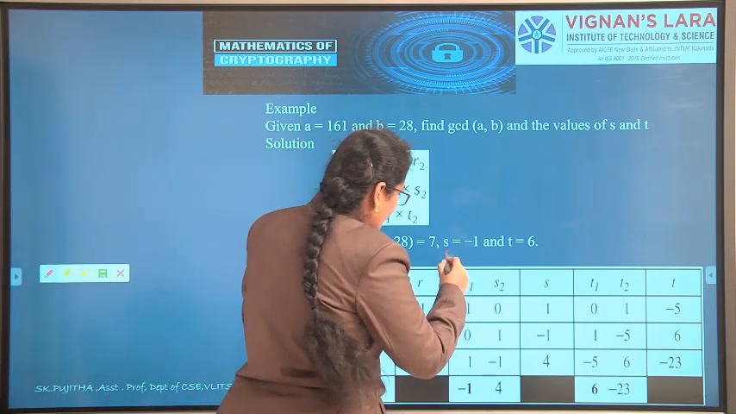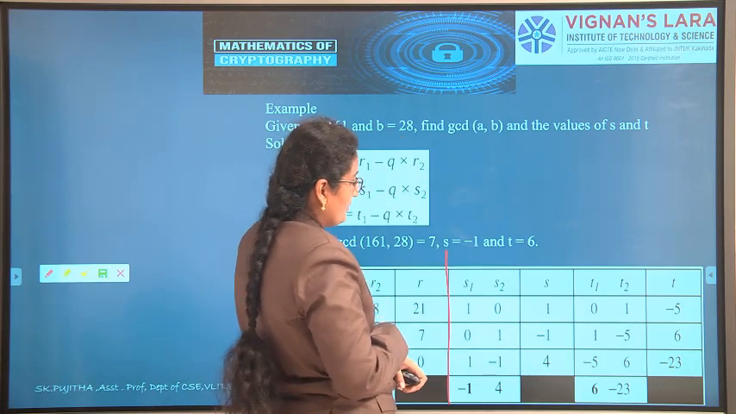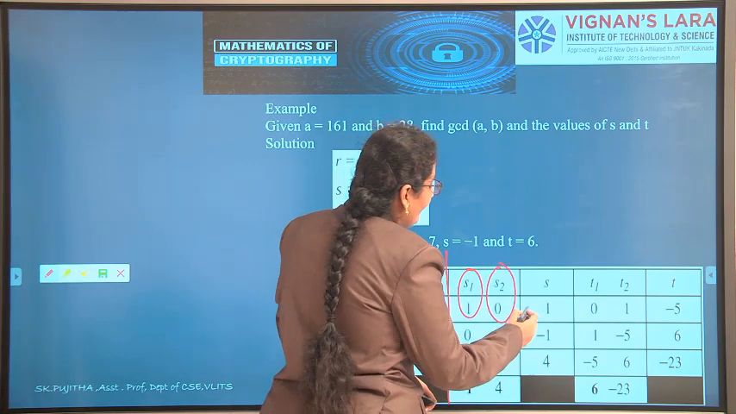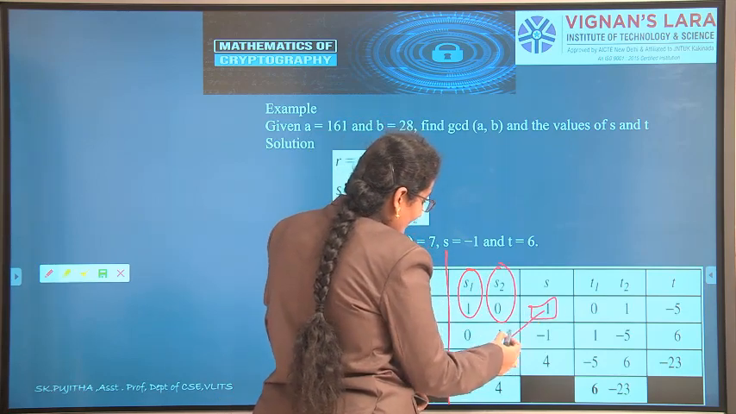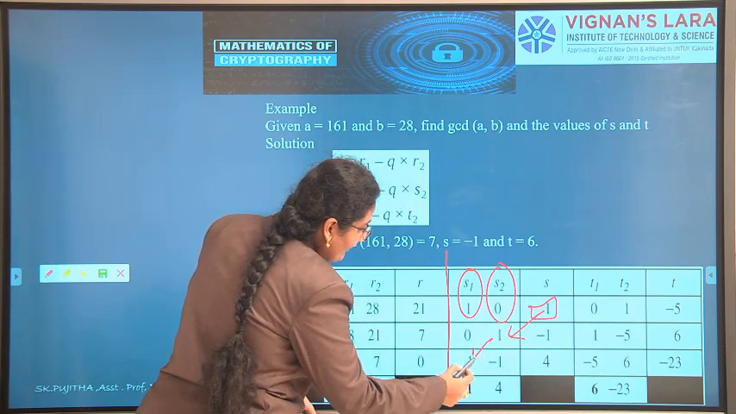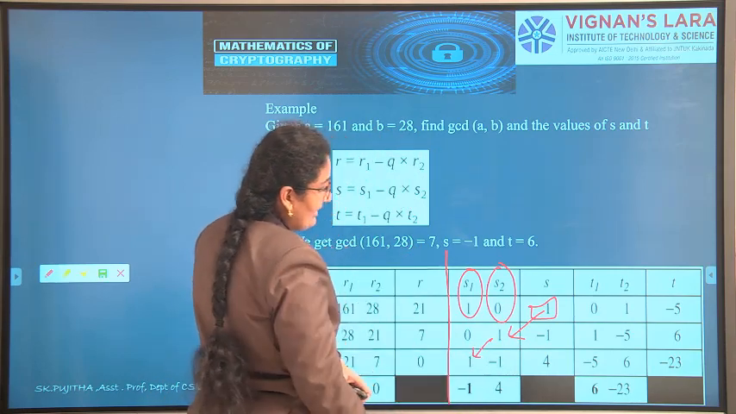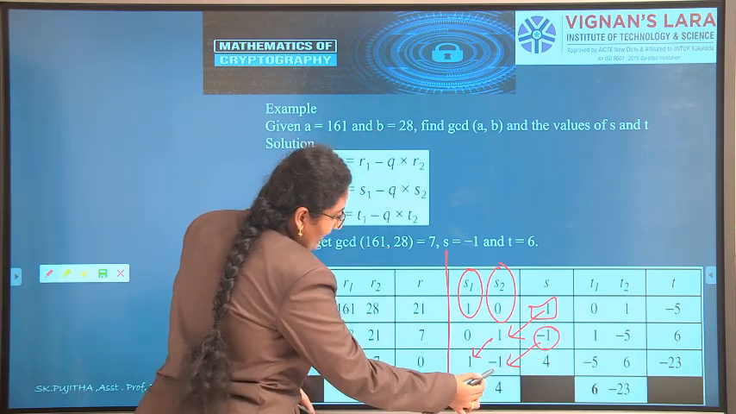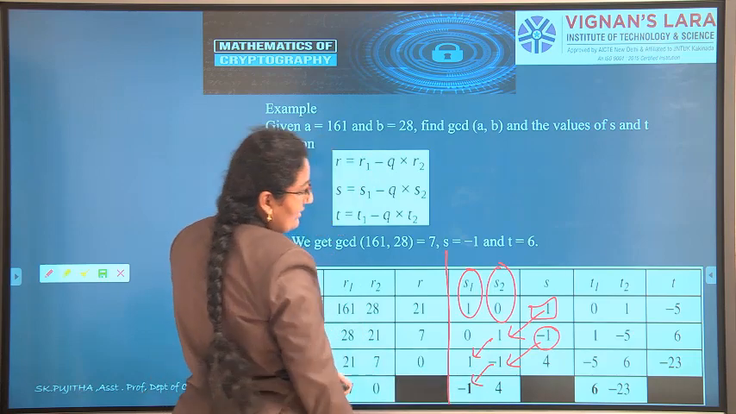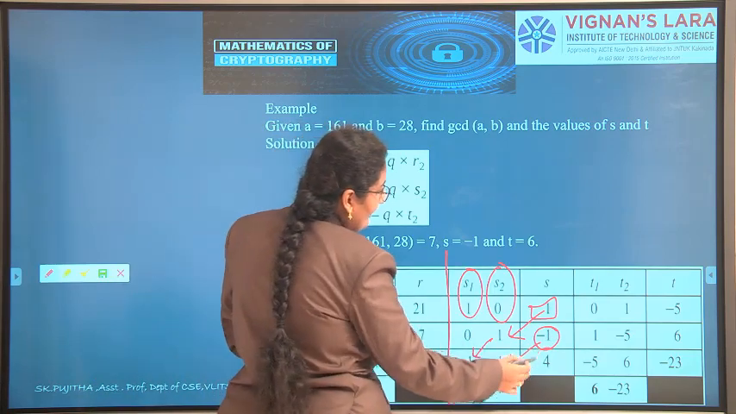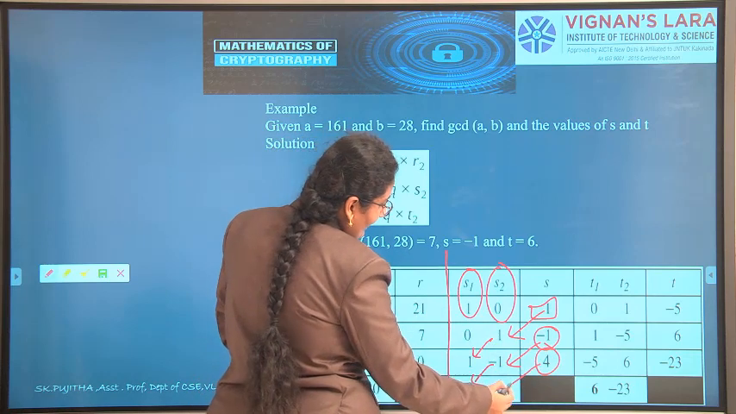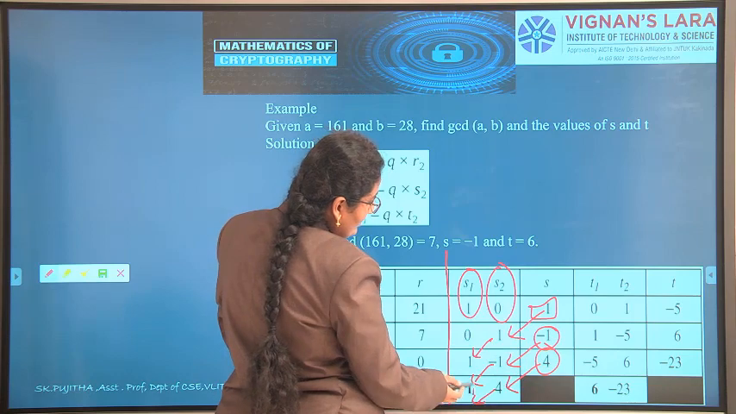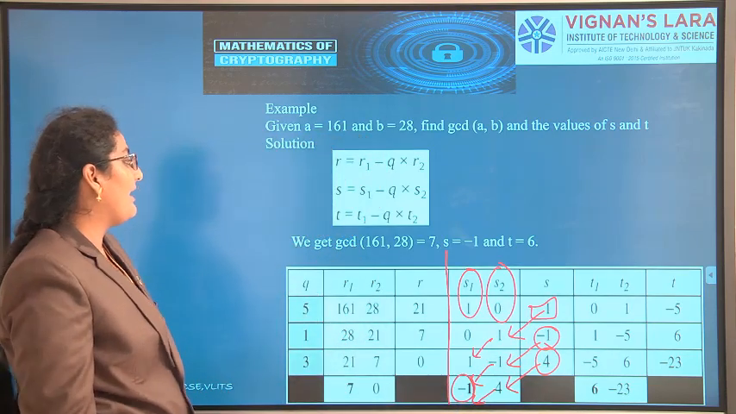Now, calculating the S value. So, S1 will be 1, S2 will be 0. By dividing, we will get some S value. This S value is given to S2, S2 value is given to S1. Again dividing S1 and S2, we will get some S value. This S value is given to S2, S2 value is given to S1. So again by dividing S1 and S2, we will get an S value. This S value is given to S2 and this S2 value is given to S1 next one. So minus 1 will be the S1 value. Finally.